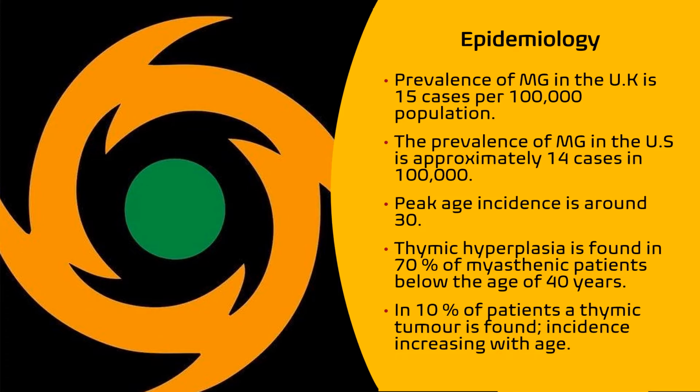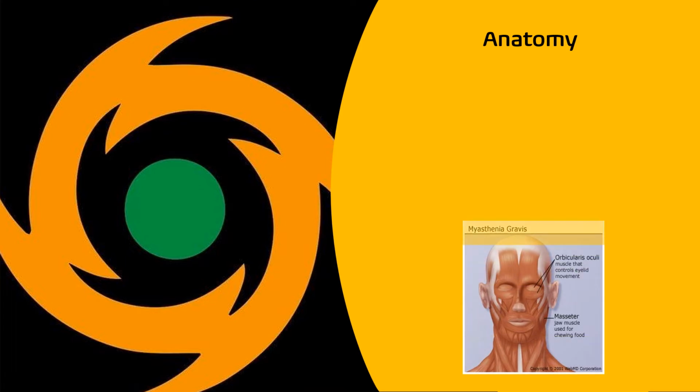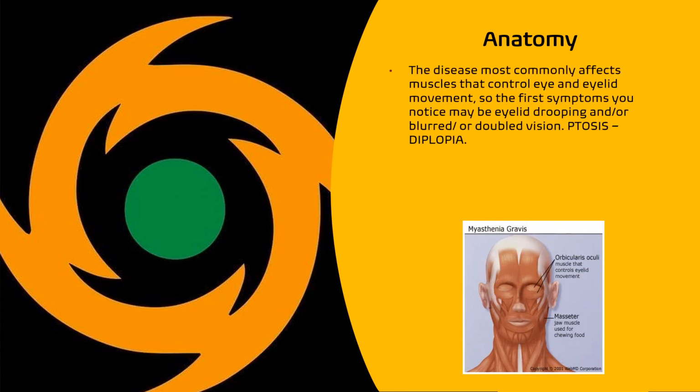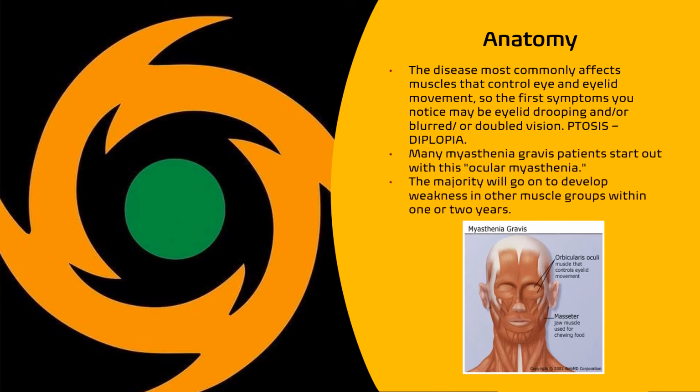in those recipients who have been identified with myasthenia gravis more particularly. In context of anatomy, the anatomy around myasthenia gravis is quite intriguing, but a few points to highlight: the condition most commonly affects muscles that control the eye and eyelid movement.